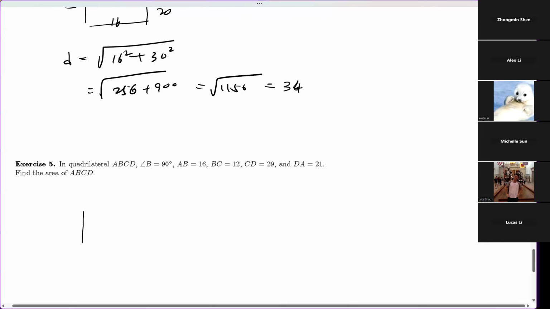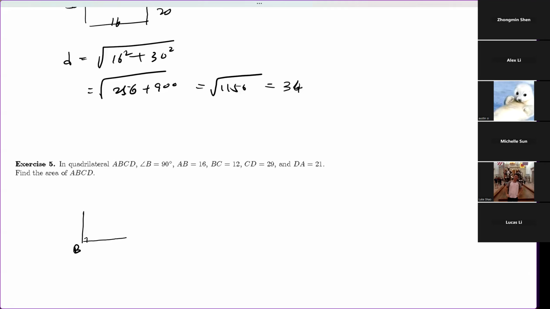So quadrilateral, right? This is a 90 degree angle, at B. So AB is going to be 16, right? BC is going to be shorter, maybe 12, right? BC is 12. Then CD is 21 and DA is 29. So maybe it looks like that.